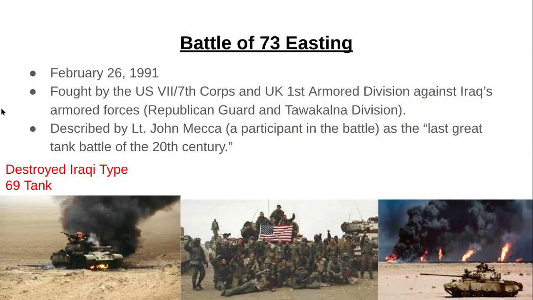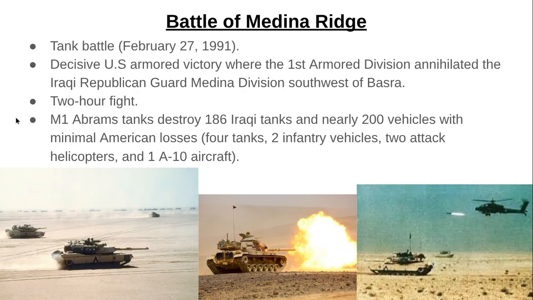An example of a tank battle from the Gulf War, because almost every battle was a tank battle, is the Battle of 73 Easting, a decisive victory. A participant in the battle, Lieutenant John Mecca, described it as the last great tank battle of the 20th century. You see in the bottom left a destroyed Iraqi tank and some imagery from the war, specifically this battle. Here's another battle that occurred, the Battle of Medina Ridge. You saw these tanks supported by air support. It was a decisive victory that destroyed at least 186 Iraqi tanks.